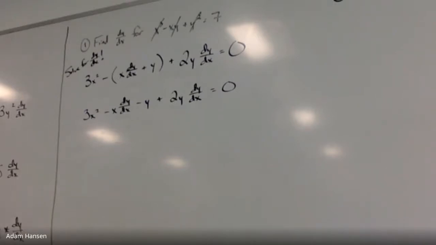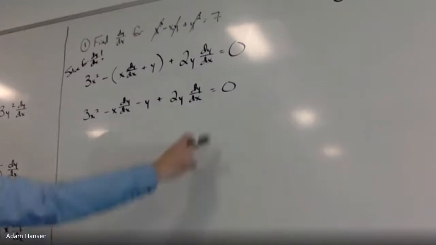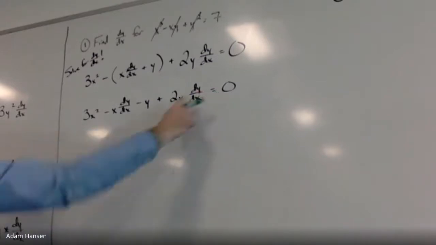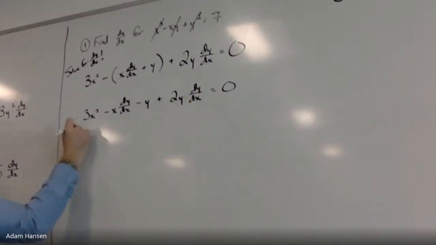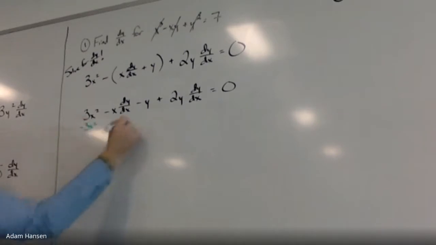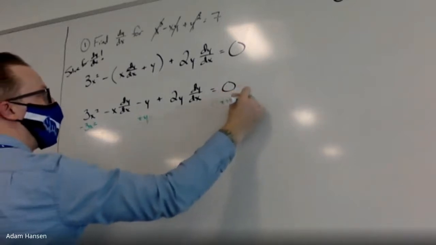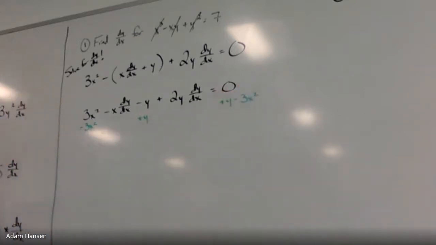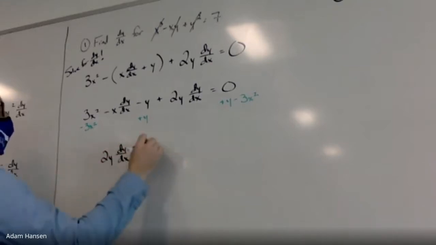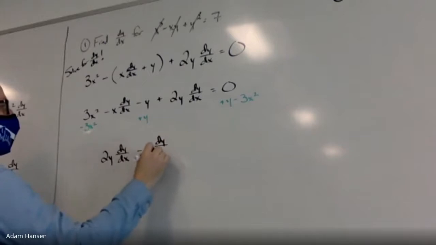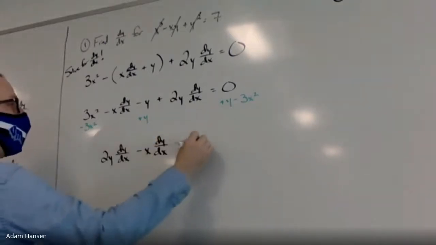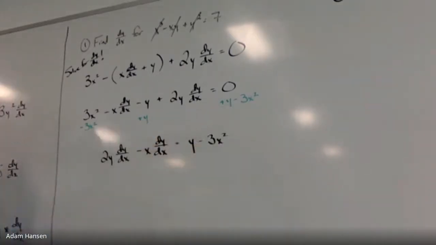I'm going to move the 2 terms that don't have a dy dx to the other side of my equation here on the right. I need to move this piece, so let's subtract 3x squared from either side and add y to either side. I'm basically just moving those 2 terms over to give me 2y dy dx minus x dy dx equals y minus 3x squared.